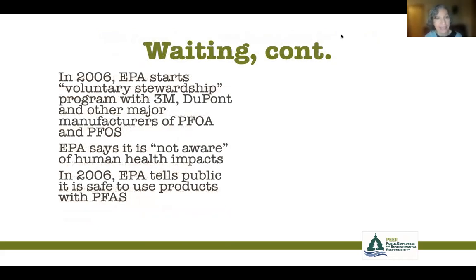In 2006, EPA started a voluntary stewardship program with 3M, DuPont, and 6 other major manufacturers of PFOA and PFOS. Basically, they voluntarily agreed to stop making it in this country. They did not agree to stop importing it or using it, and some of the smaller manufacturers were still allowed to make it in the US. So when people say PFOA and PFOS are banned in the US, they're not. EPA also said in 2006 that it is not aware of any human health impacts. And yet at the same time, they told the public that it is safe to use products with PFAS.